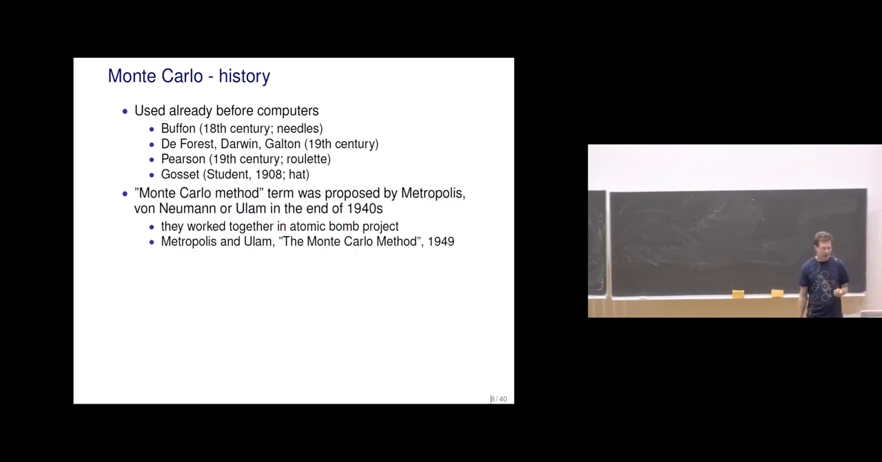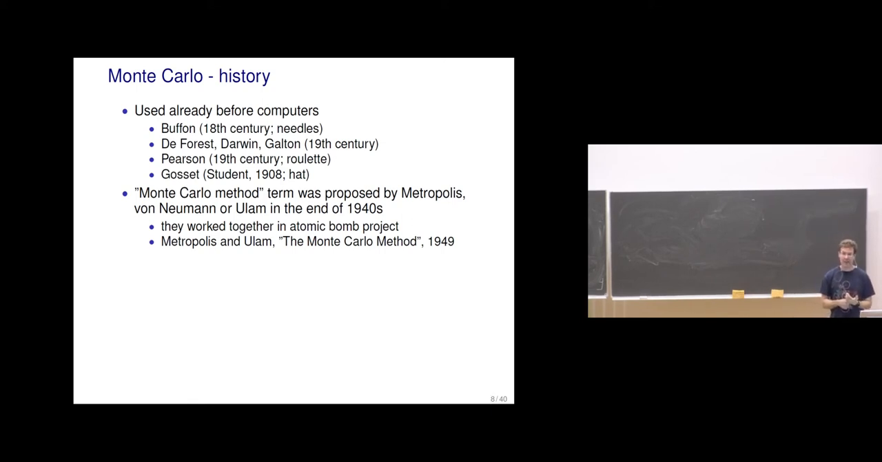The term Monte Carlo method was proposed by Metropolis, von Neumann or Ulam. It's not clear who actually did it. They were working together in the atomic bomb project, where they were simulating this physical problem: when an atom splits and you get neutrons which split other atoms, they were trying to figure out what concentration of this radioactive material is needed so that the chain reaction would be contained, and then they did this by simulation.